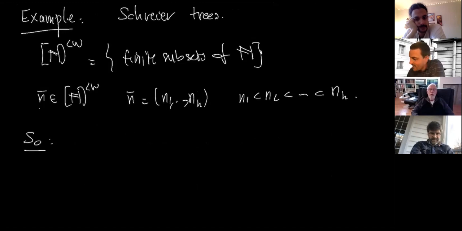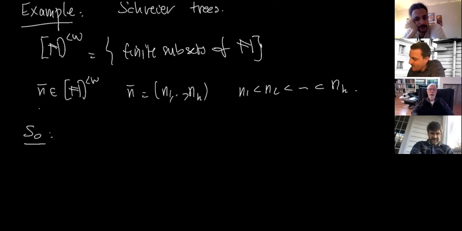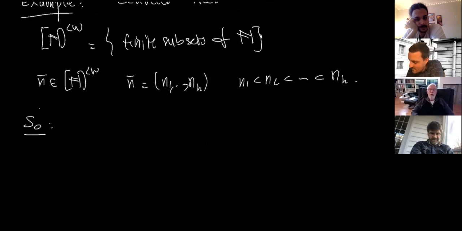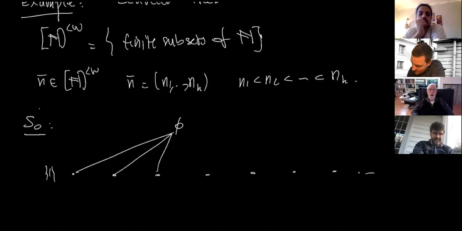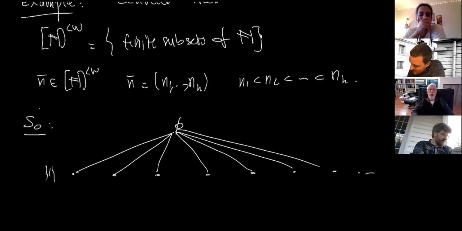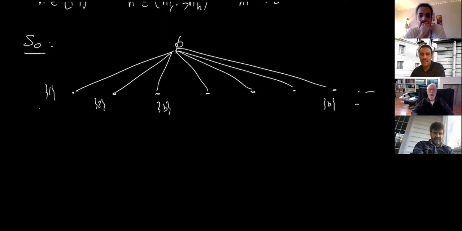S0, so you can add a root or not. Let me look at rooted trees, but it doesn't make a big difference here. So you have 1, 2, 3, and so on, and you continue like this. So this is S0. It's a countably branching tree, and the height is 1.